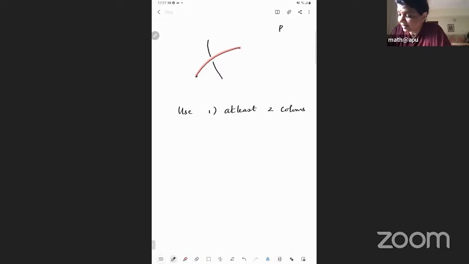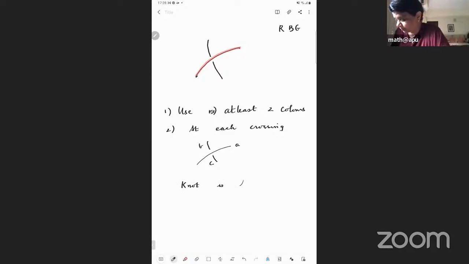So suppose I have red, blue, and green. In the diagram, I must use at least red, blue, and green. And 1 or 3 at each crossing. So if my color, suppose, is some color A, then I can do B, C, or I can do the entire thing as A. If I'm able to do this, then my knot is tricolorable. This is the definition of tricolorability.